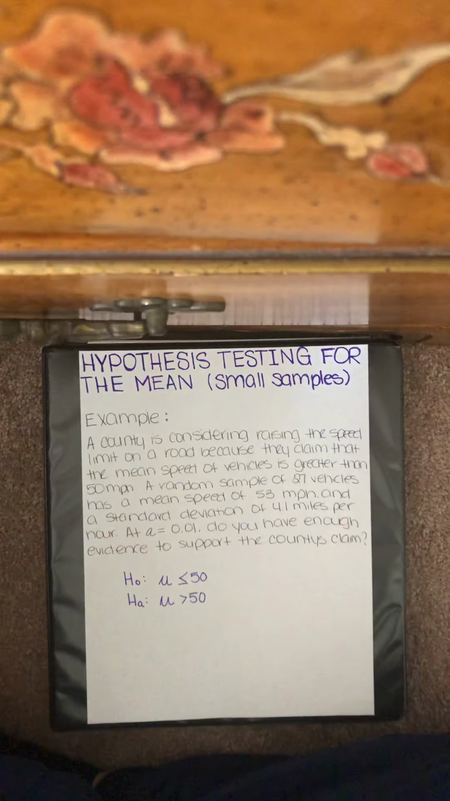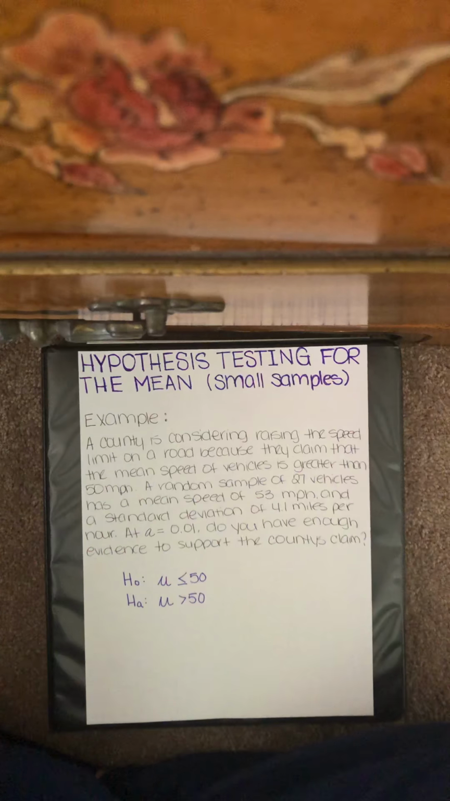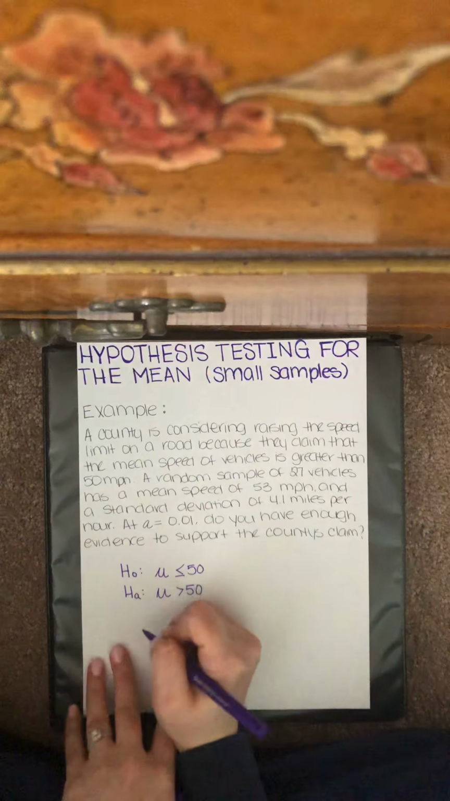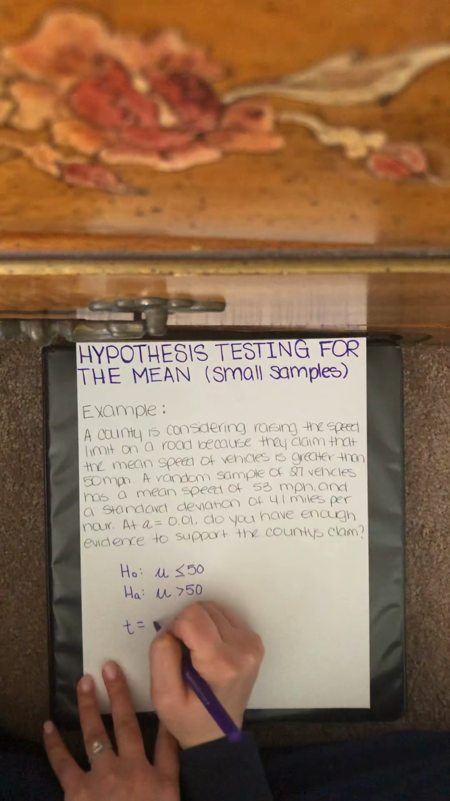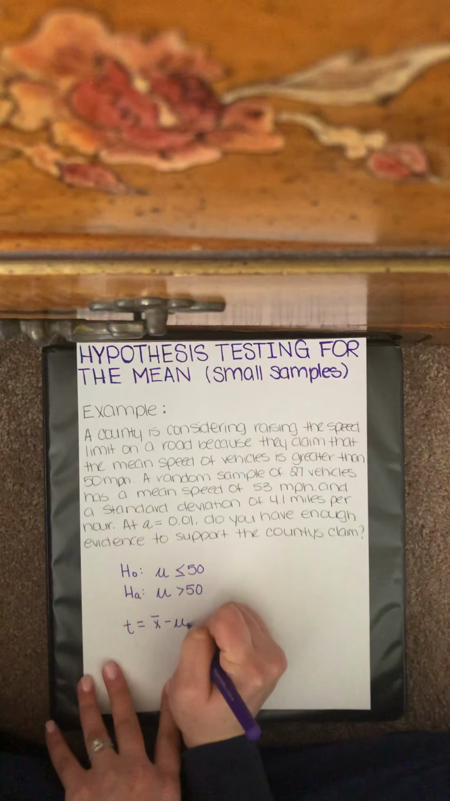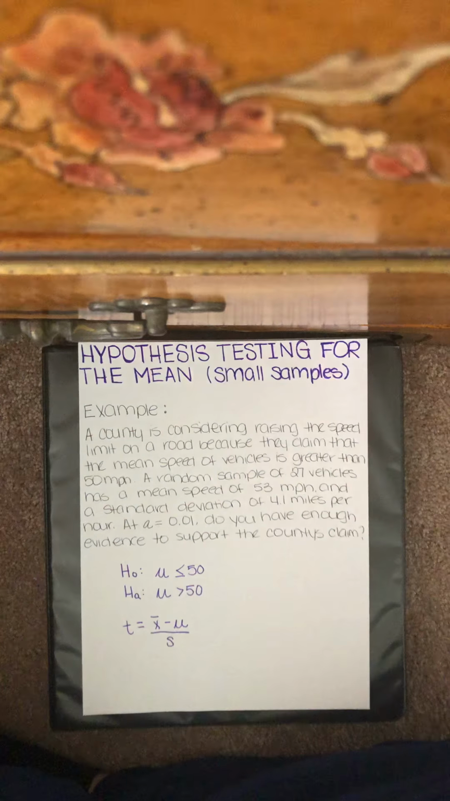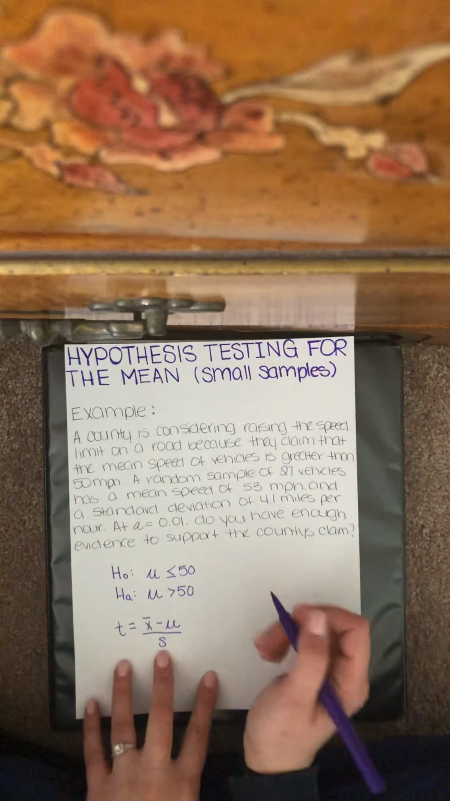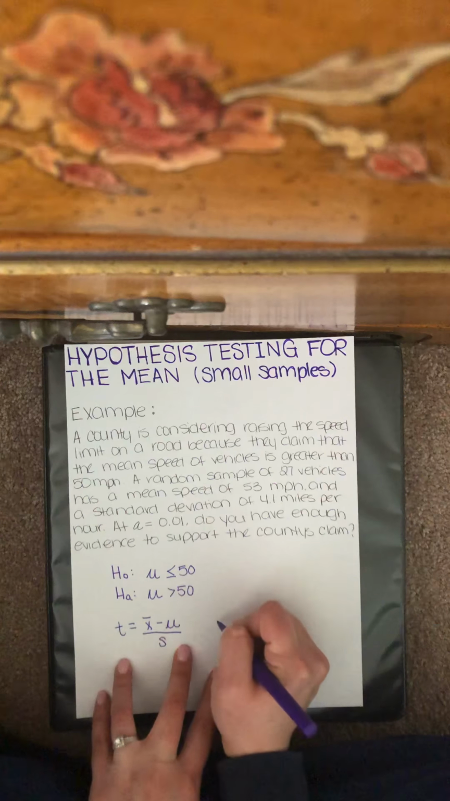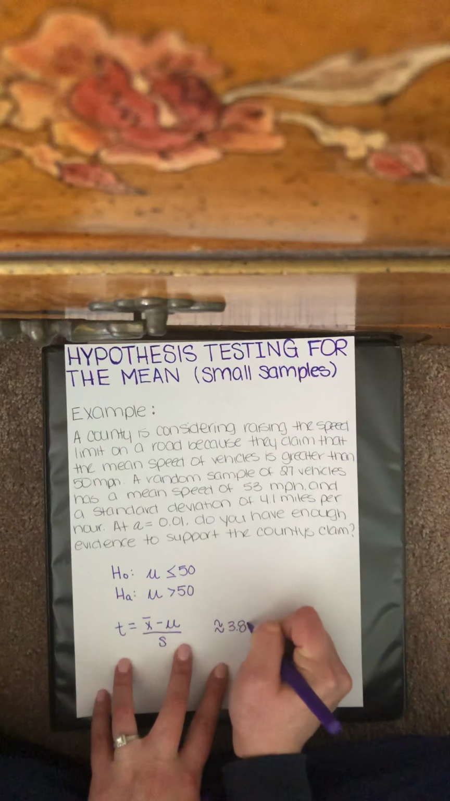So to find the test statistic, we have to use the formula t equals x bar minus mu over s. And I plugged this into my calculator using the t-test, and I got that my standardized test statistic is approximately 3.80.